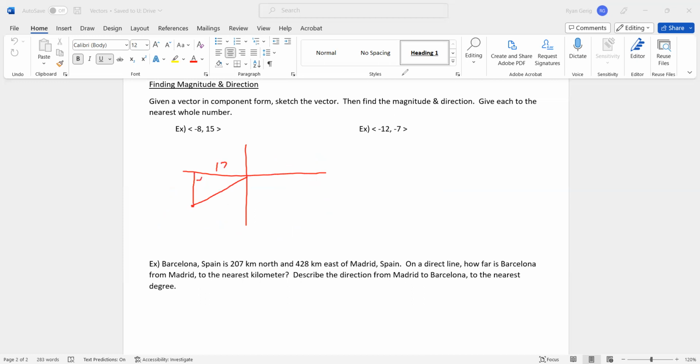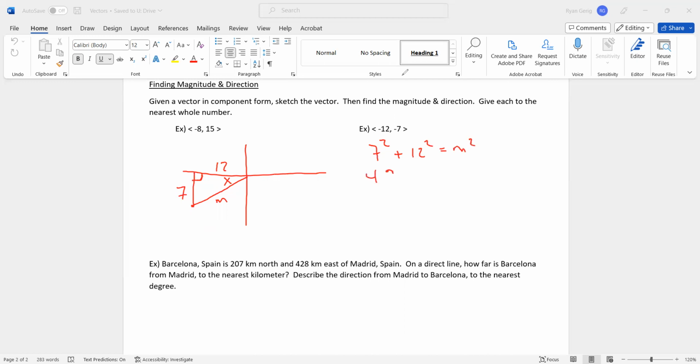So this is 12. This is 7. Notice I don't care about the signs at this point. Magnitude you're going to find, again, by doing Pythagorean theorem. This is why the negatives don't matter, because when I square them, it's going to become positive.